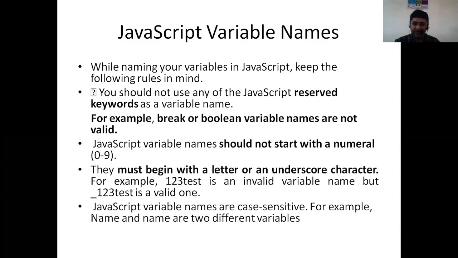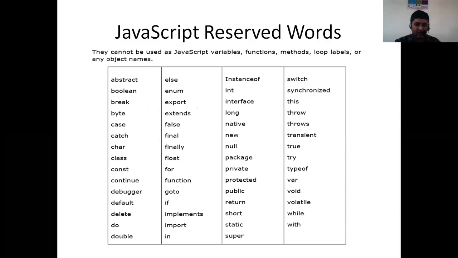JavaScript variable names are case sensitive. For example, name and Name are two different variables. Or we can say that date and Date are two different variables. So these are the reserved keywords. These reserved keywords are not used for the variable name.